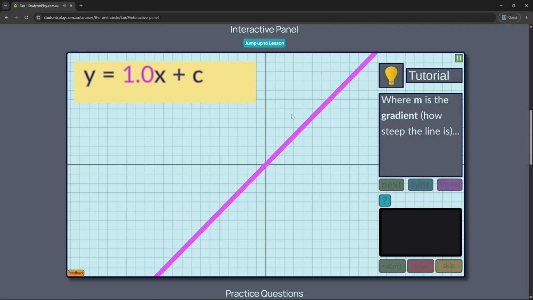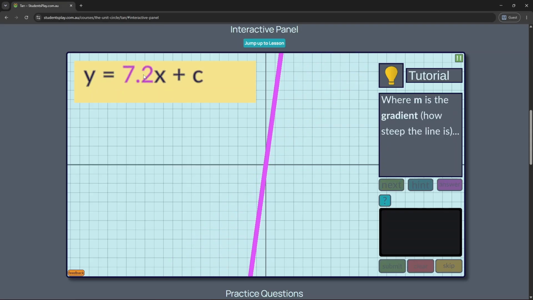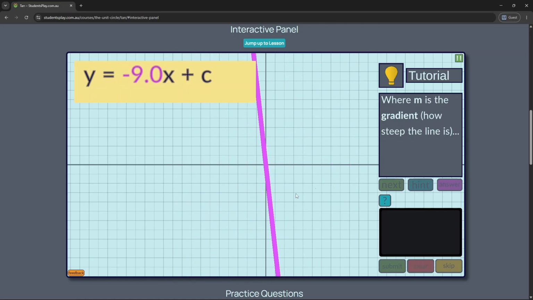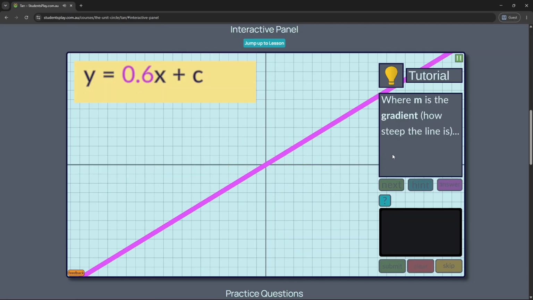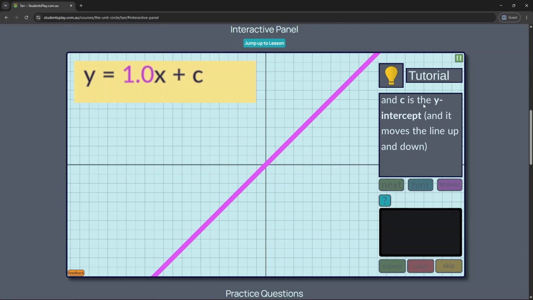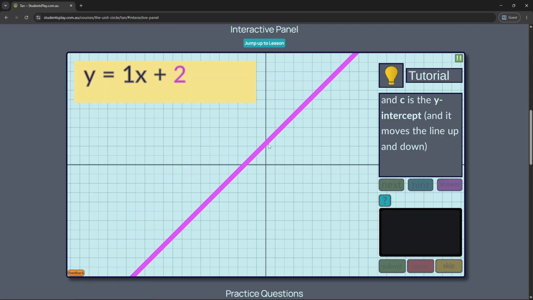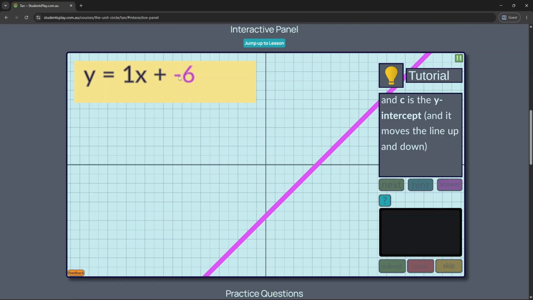m is the gradient, which is how steep the line is. So if we change m, our line gets steeper or less steep or negative steep. And c is the y-intercept. That moves the line up and down. So the y-intercept is here, and see how it's going up and down as we change c.